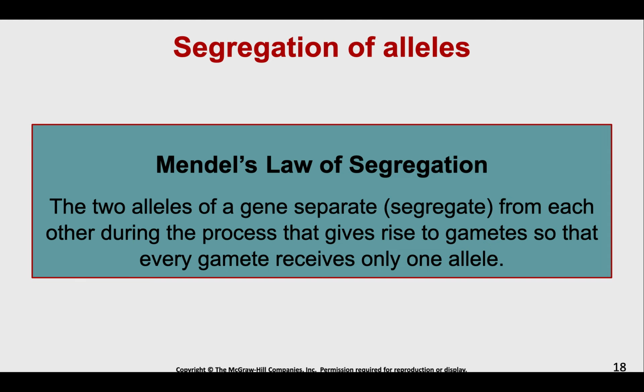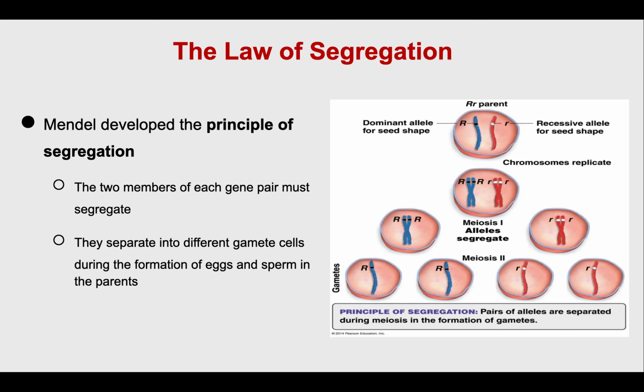And this is where we get into Mendel's law of segregation. Two alleles of a gene are going to separate from each other and give rise to gametes so that every gamete receives only one allele. If we look at that in terms of meiosis, we can see that the parent here has two alleles. Once we've gone through meiosis, we are giving rise to gametes that only have one allele, because they are now haploid. Does this make sense?